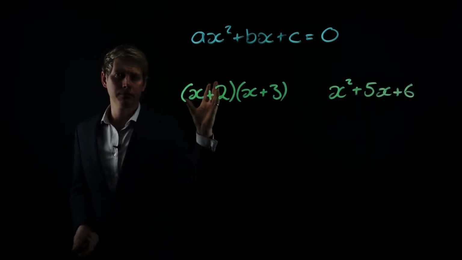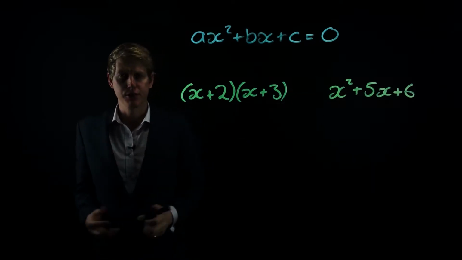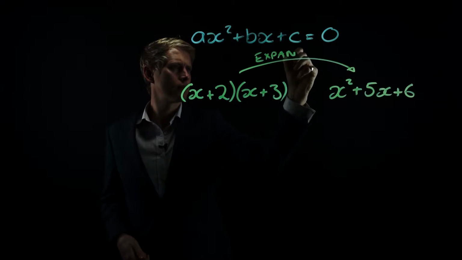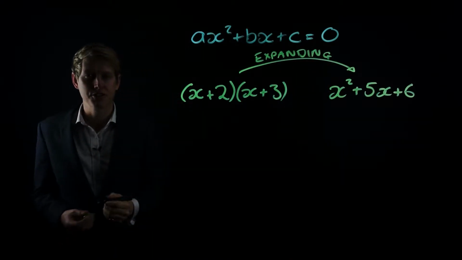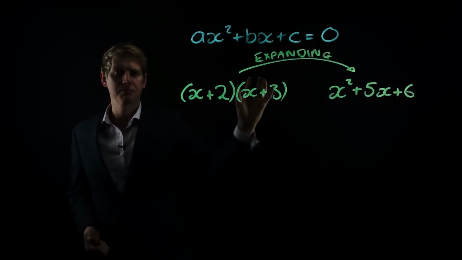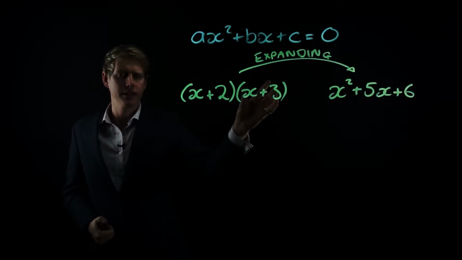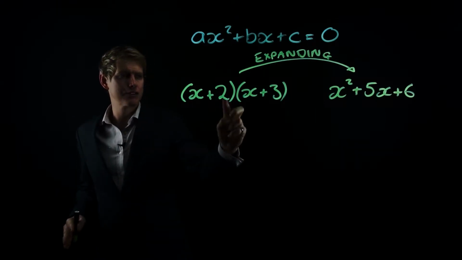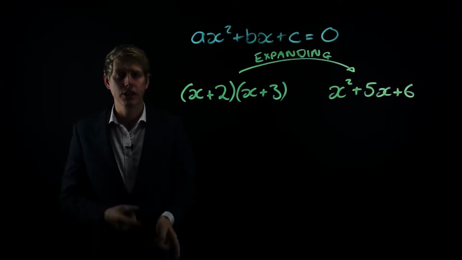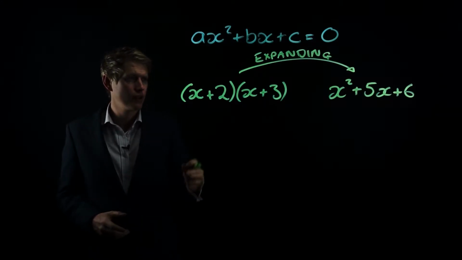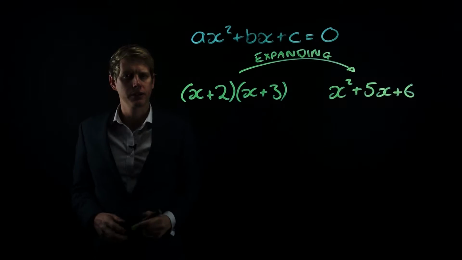Now, going from this to this is a process that we call expanding. If we're asked to expand the brackets, we multiply everything in the first bracket by everything in the last bracket. There are lots of different ways of doing this. If you're not sure about how to go from there to there, it'd be a good idea to go back and have a look at my expanding double brackets video. Well, that process over there is called expanding.